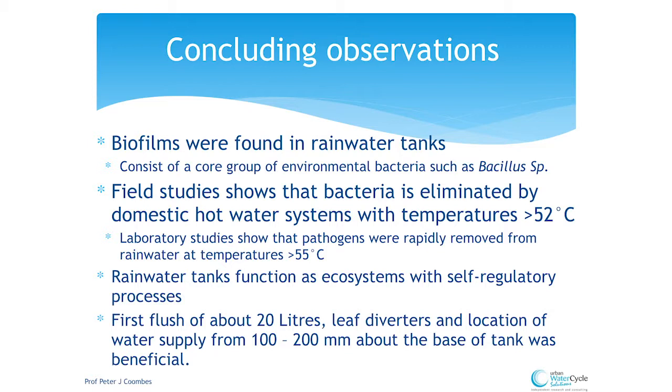Rainwater tanks function as ecosystems with self-regulatory processes, a natural treatment train, and a first flush device of greater than 20 litres for a normal house roof is inefficient, but having a first flush device of around that size, leaf diverters, and a location of rainwater supply from just above the bottom of the tank, nowhere near the top, was also beneficial for improving your rainwater quality.